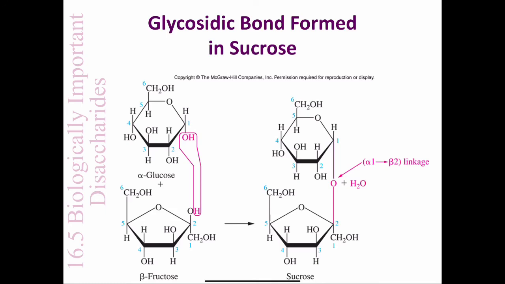Because the alpha-1 beta-2 glycosidic bond joins both anomeric carbons, there is no hemiacetal in this molecule, sucrose. As a result, the ring can't open to the linear form, and sucrose will not react with the Benedict's reagent. Thus, sucrose is not a reducing sugar.